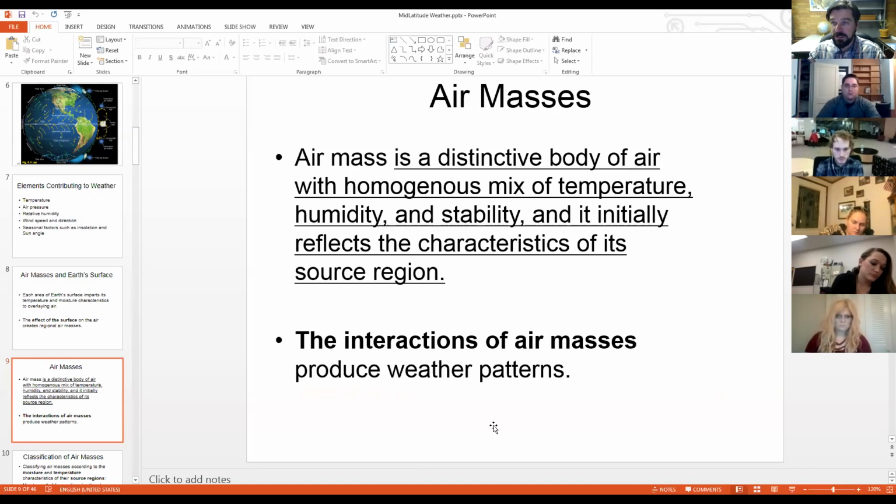And then the interactions of these air masses is what produces weather. A warm front and a cold front, different air masses, when they meet, right, it's like two cars. When they run into each other, there's a reaction, there's something that happens, and that produces weather.